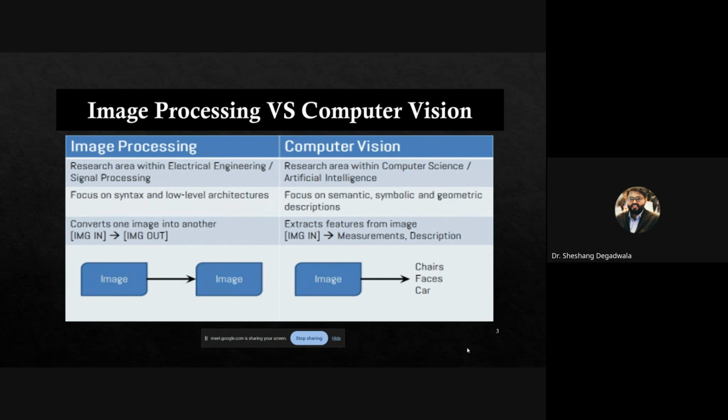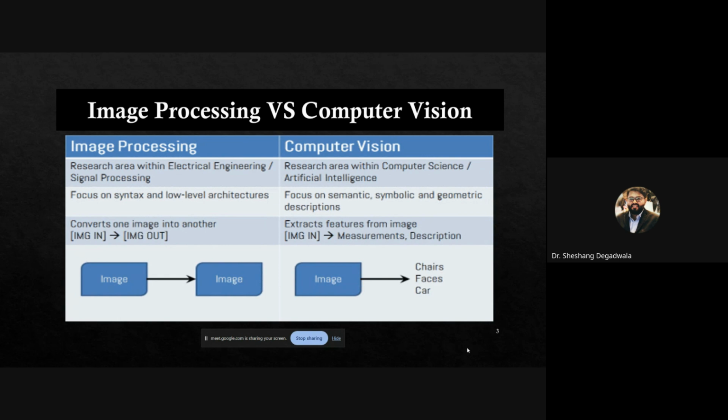If you take an image as the input and generate an image as the output, it is the very basic idea of image processing. It means you convert one image into another image, and in computer vision you extract the features from the image. For example, how to extract the features?